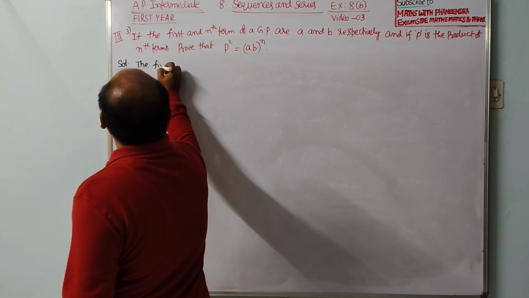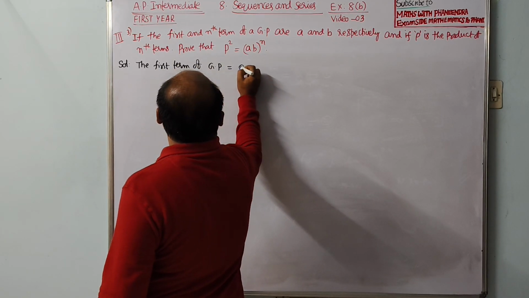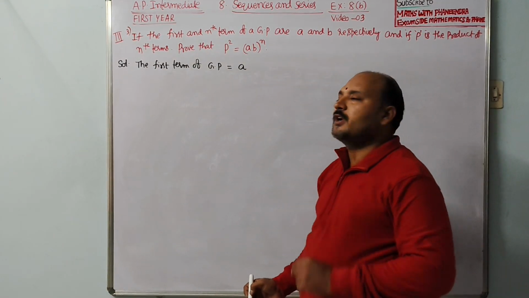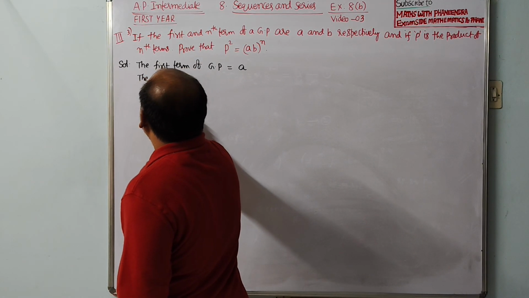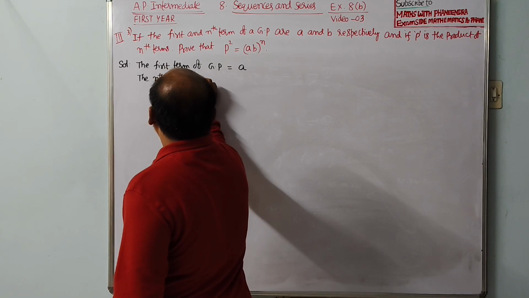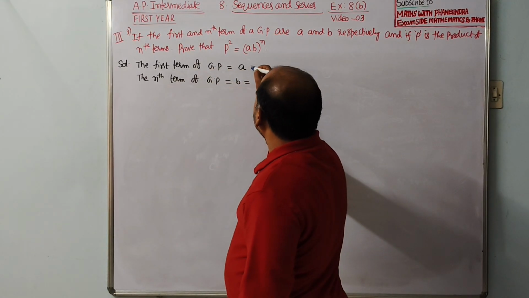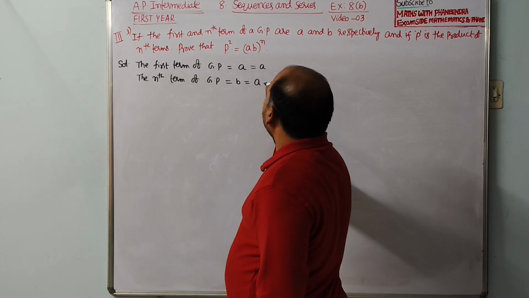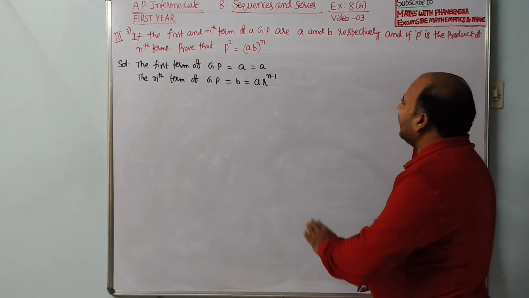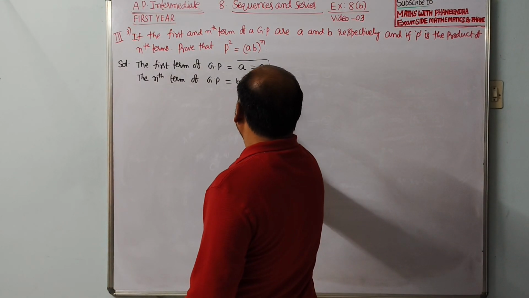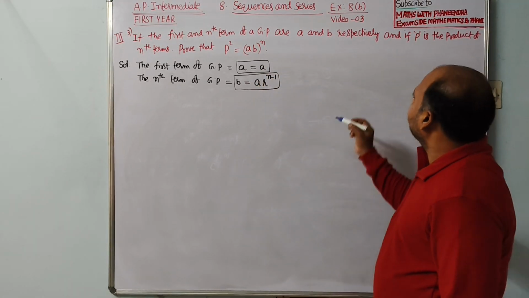See, the first term of GP is equal to A. That is the first term. Next, the nth term of GP. What is given for the nth term? B. First term is A, A only itself. B is A R power n minus 1, the nth term of GP. So A is equal to A, we got it. Next, the nth term also we got it, dear students, the B value.